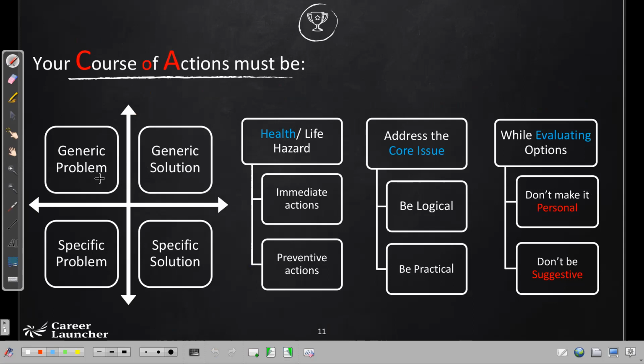Remember that generic problems must have a generic solution. So if a problem is suggested in a more general way, try to provide a solution also in a general way. A specific problem should have a specific solution. Don't crisscross. I mean, for a general problem, don't go for a specific solution. For a specific problem, don't go for a general solution. I'll give you an example.